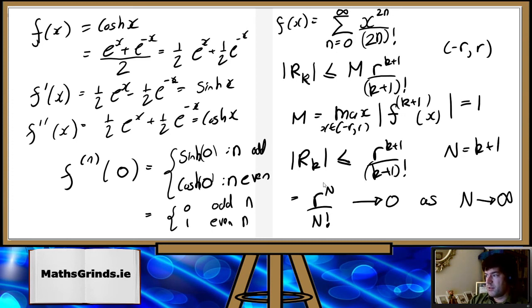So yeah, we've proven that on any length of interval minus r to r, the hyperbolic cosine function, its remainder in the Taylor series, will converge to 0, and that's on an arbitrarily large interval. So essentially on the whole real line, essentially.